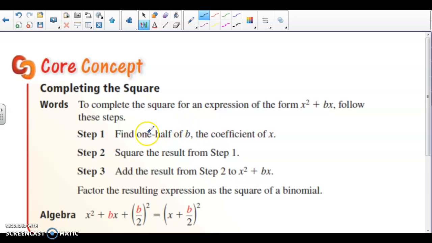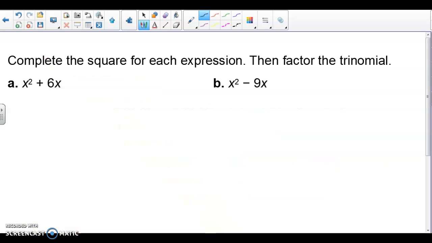Step 1 says the first thing we're going to do is find 1/2 of b, which is the coefficient of x. We're going to square that, and then we're going to add that to the expression. And then we're going to factor the resulting expression as a square binomial. So we'll see how that looks right now.